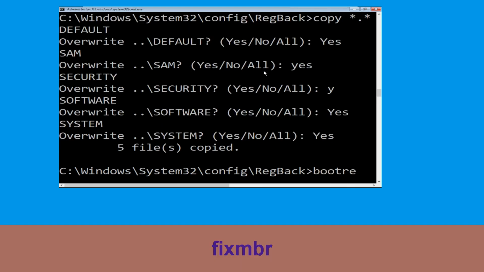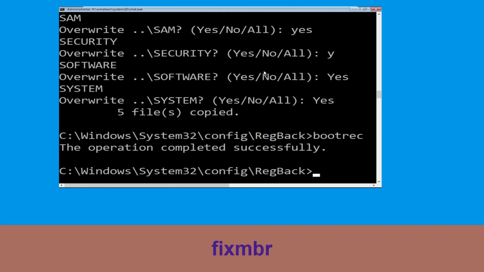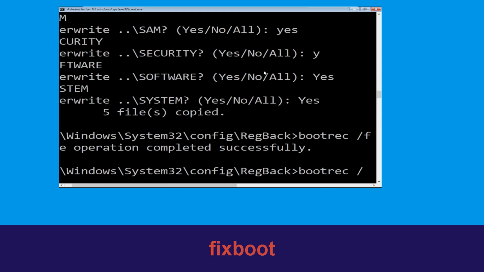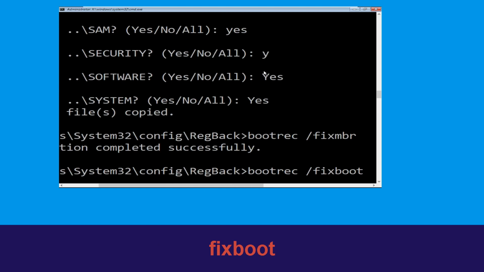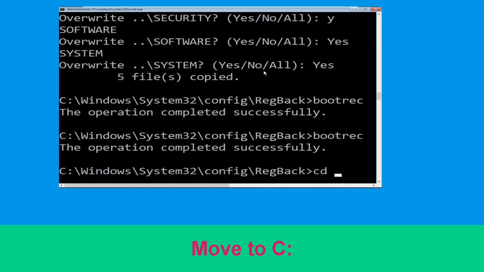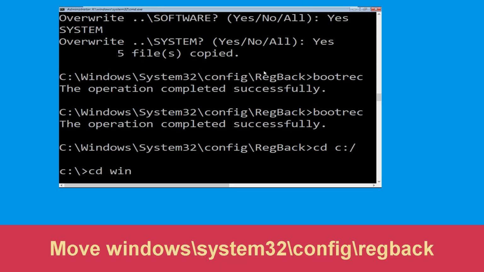Now execute this command, type bootrec space /fixmbr and simply hit enter. Now type in bootrec space /fixboot and simply hit enter to execute the command. Type cd space c:/ and hit enter. Now type cd space Windows/system32/config/regback and hit enter to execute.